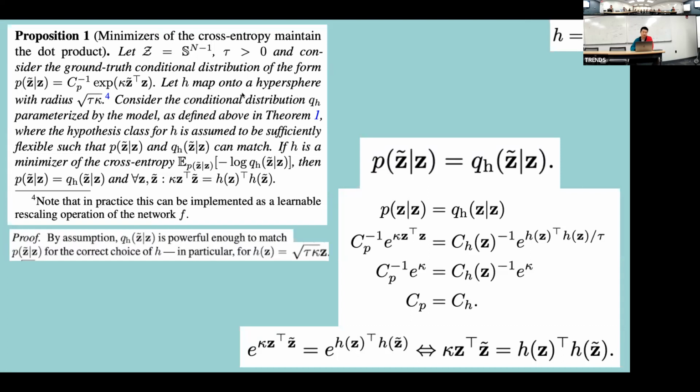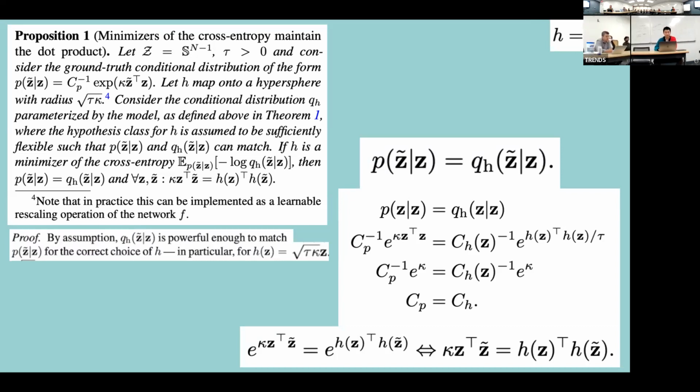They let H represent the mapping onto a hypersphere with a radius of square root of r at tau k. Tau is the temperature value of the influence. Then you can prove that this part and this part are equal, and we'll get the normalization constant equal. Then you get that these parts are equal, and you can prove that the dot product is just a constant scaling between these two spaces. I don't know if everything is clear, because I'm just trying to transfer the information from their proposition part.